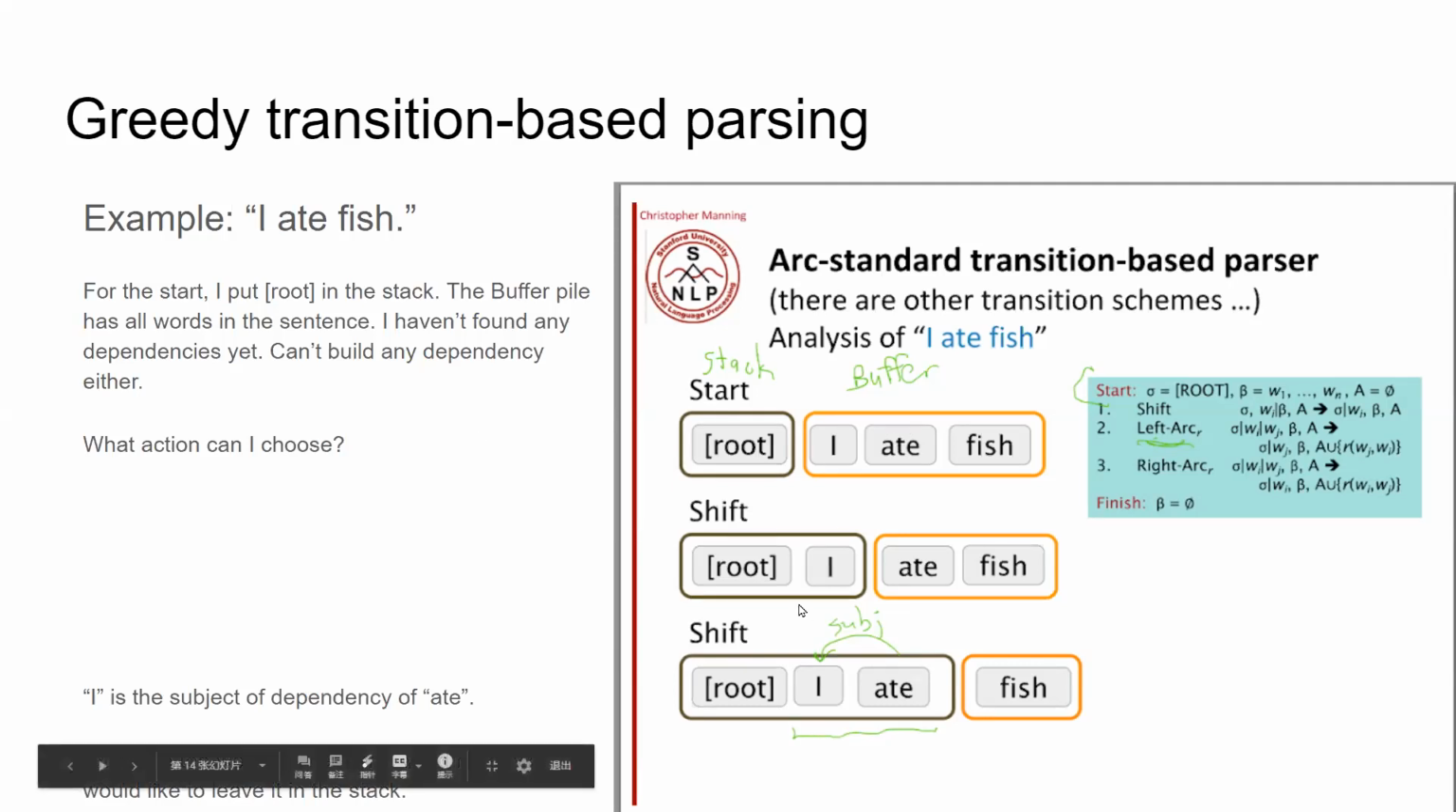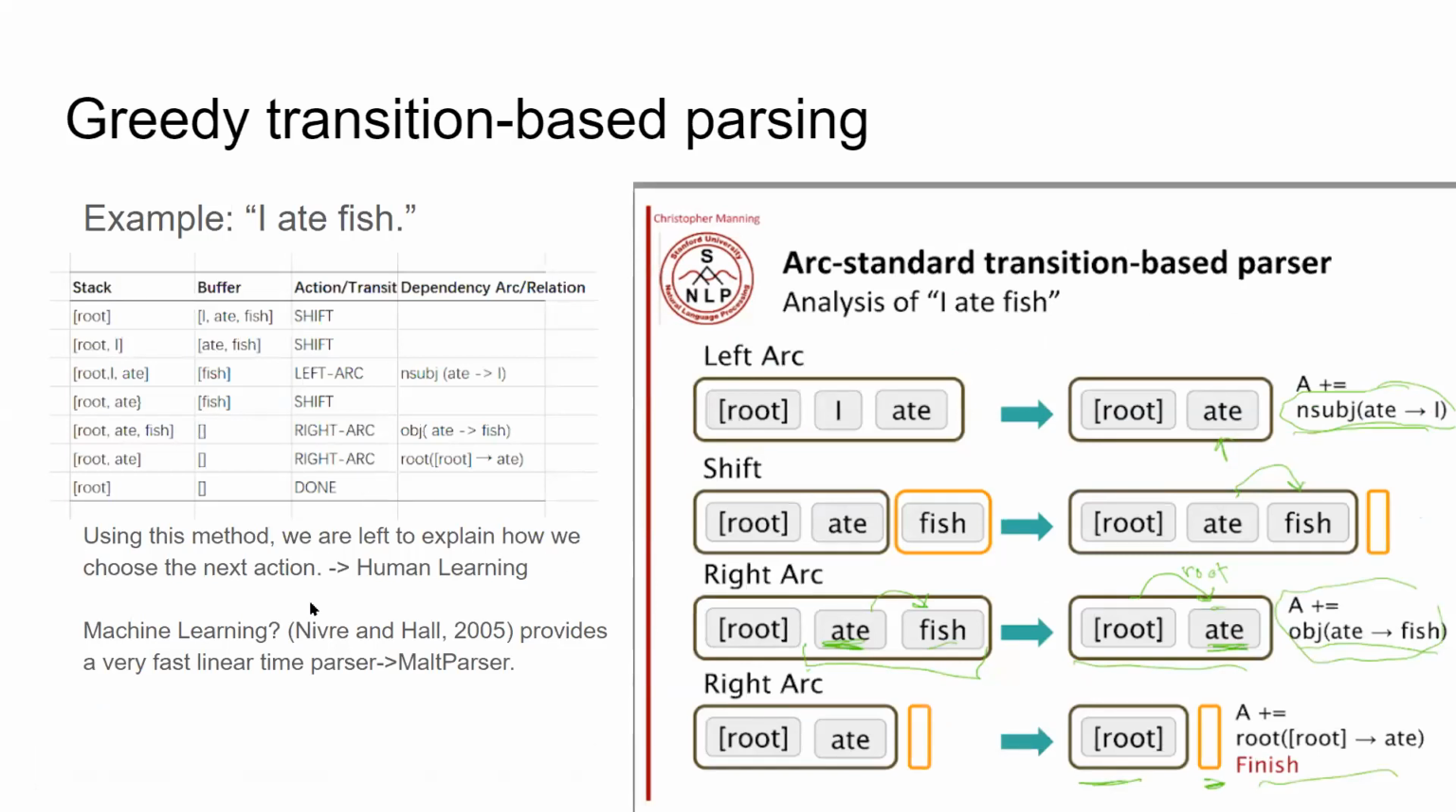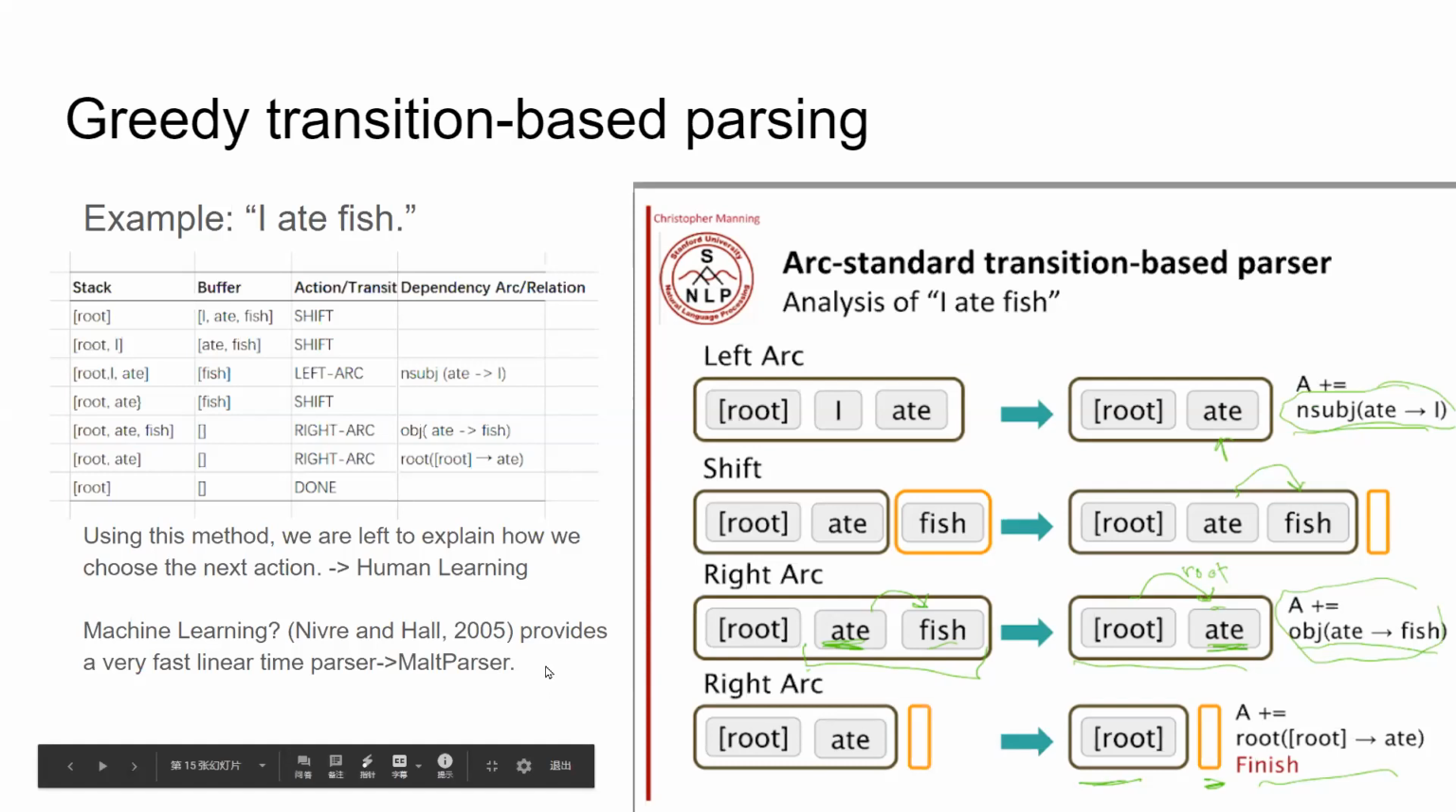So by using these actions, we're left to explain how we choose the next action, right? I chose the right one because I knew the meaning of the sentence. It sounds like me learning, not machine learning. So how do we apply machine learning? Can we give a machine some inputs like the words and their dependency arcs, then use some evaluations to make it produce an output like a sequence of actions as a prediction?